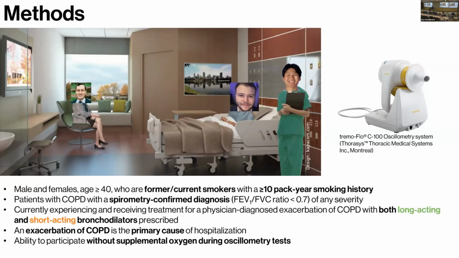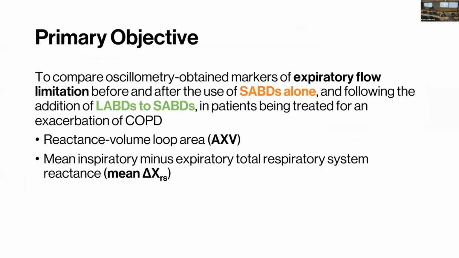So we've included patients with COPD who are over age 40, they're former or current smokers with a 10-year history. They have to have a spirometry confirmed diagnosis on their chart, but they can be of any severity. And they have to be prescribed both long-acting and short-acting bronchodilators. And their exacerbation of COPD has to be the primary cause of hospitalization. Furthermore, they also have to be able to do oscillometry without the use of supplemental oxygen.